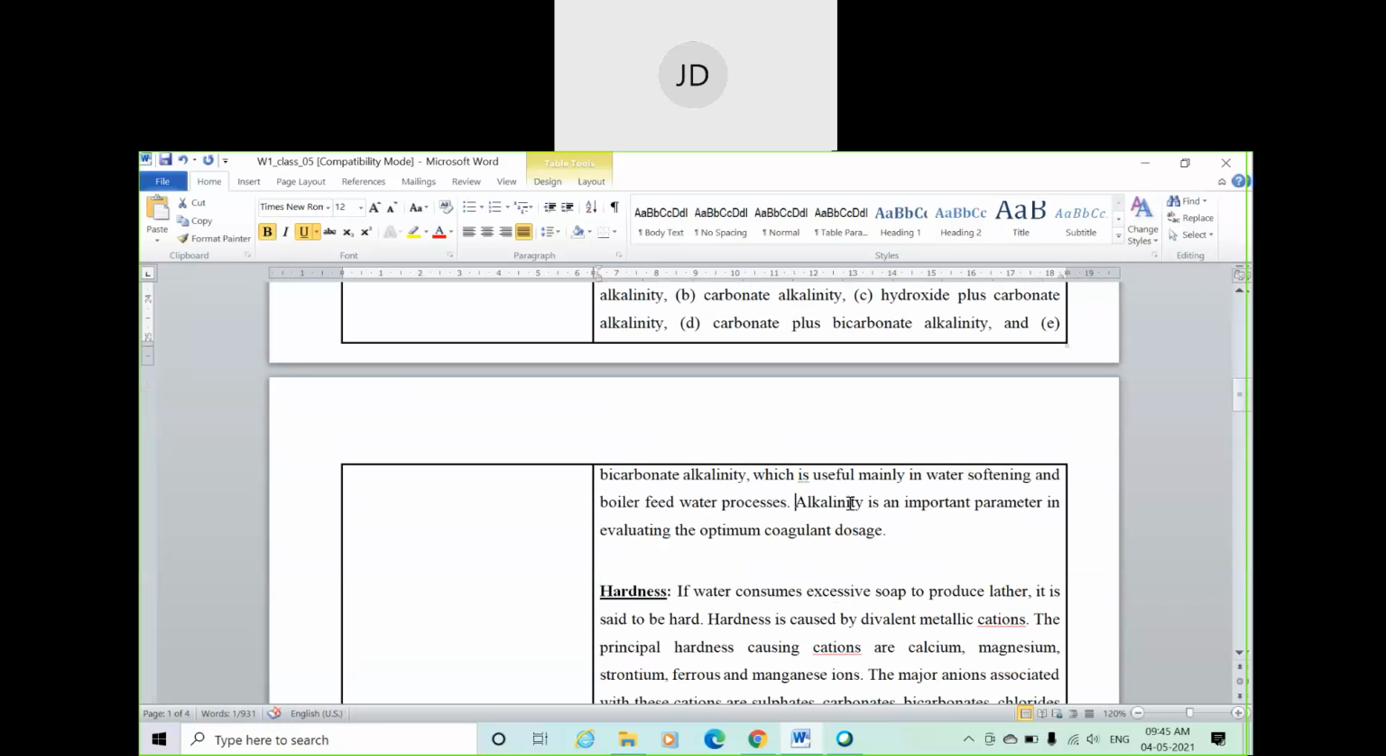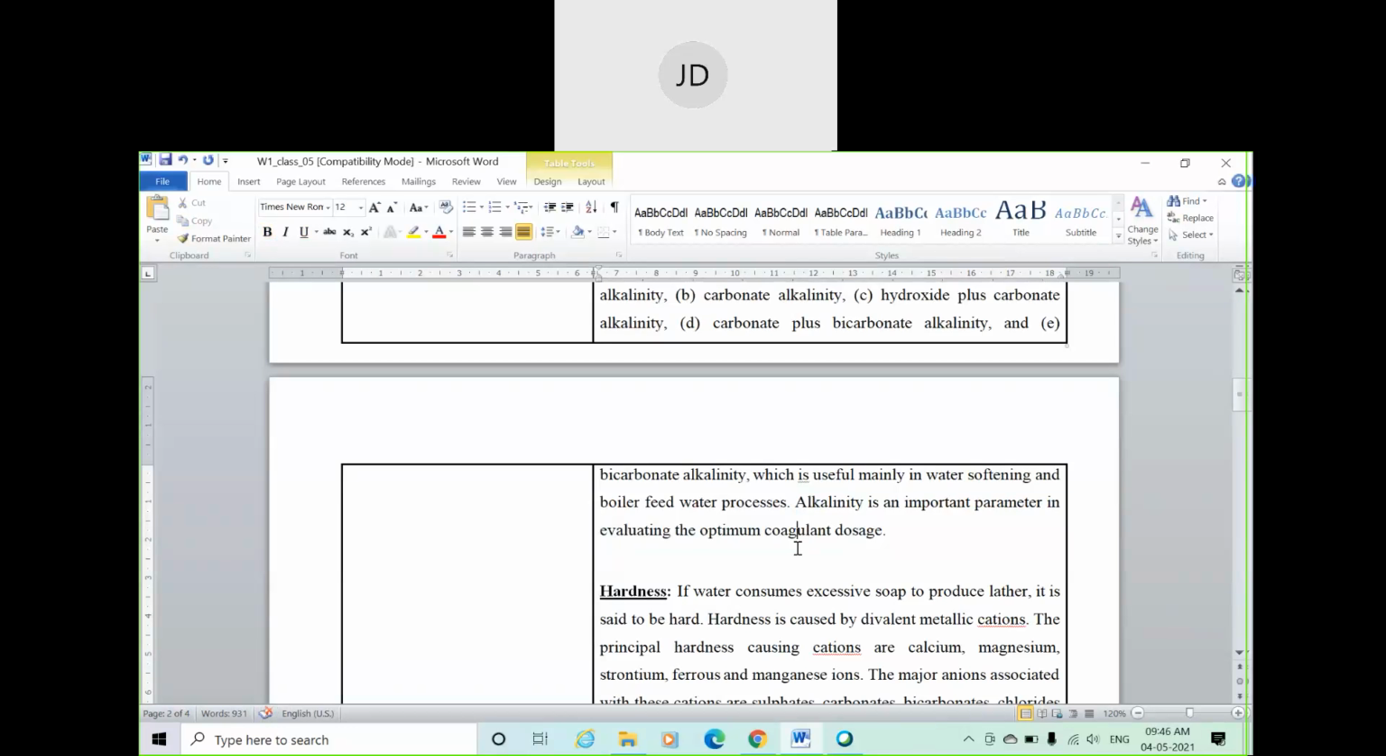You can also remember that alkalinity is a very important parameter to evaluate the optimum amount of coagulant. You know what is coagulant? If you remember the water treatment plant, we have a step of coagulation and flocculation. In that step, what do we do? We add some chemical into the water. And what is the technical term for that chemical? It's called coagulant.